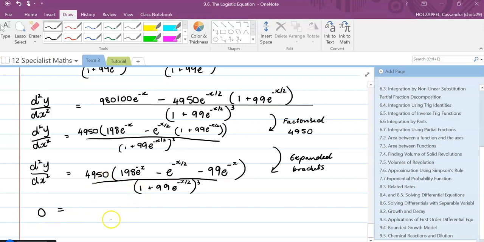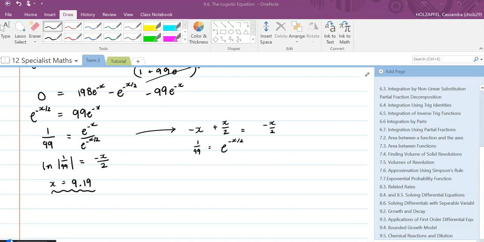So 0 is going to be equal to all of this. What I could do automatically is multiply both sides by the denominator, and that would remove it, and then divide both sides by 4950. So I'd end up with 0 is equal to 198 e to the power of negative x minus e to the power of negative x on 2 minus 99 e to the negative x. Now we can actually solve this. It's a lot simpler to solve. I don't know why I was spending so much time rearranging.